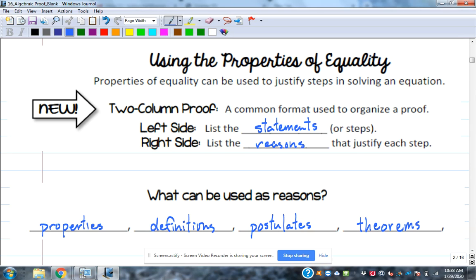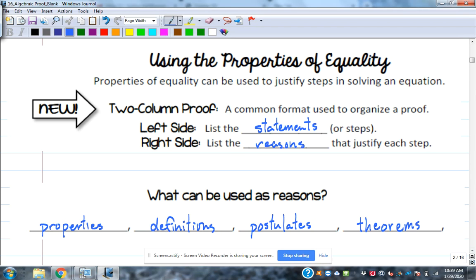But properties and definitions will be mostly what we use here with algebraic proofs. We won't get into any postulates or theorems yet. When we get into geometric proofs, we'll talk about those a little bit more. And I don't have you memorize the number of the theorem, because a lot of classes will have numbers for the theorems, but just knowing the name of it is important. And usually the name tells you what it does anyway. So that's how we'll approach that. So we're going to use properties and definitions today to do a lot of this stuff.